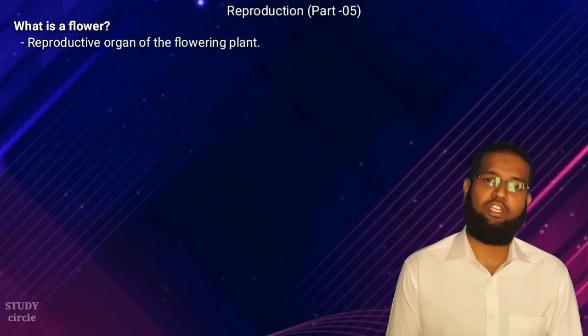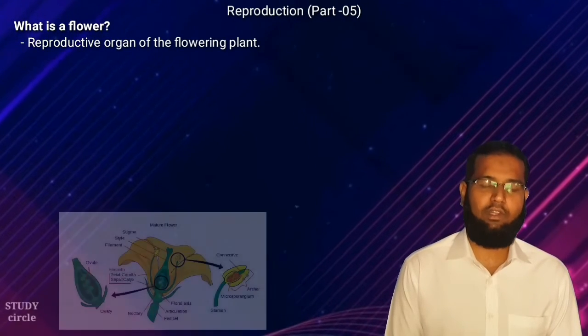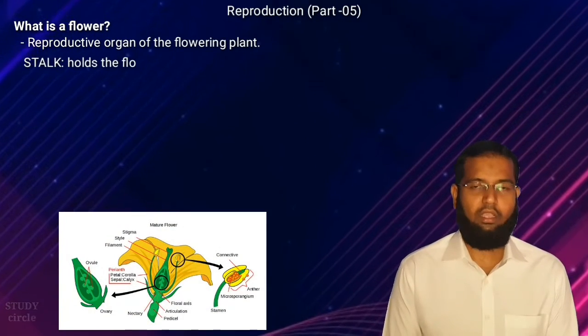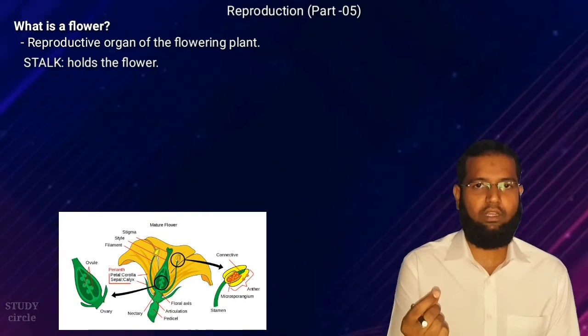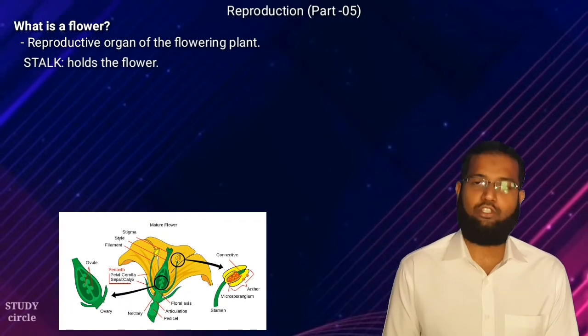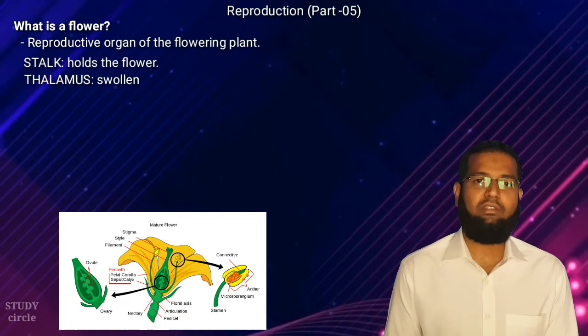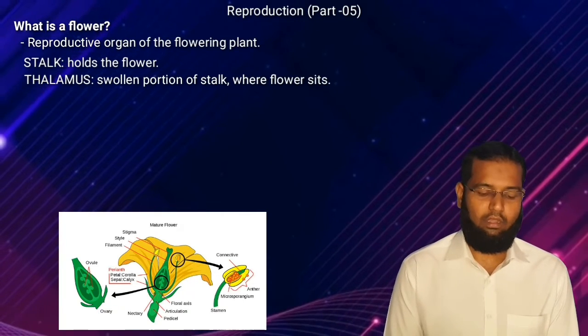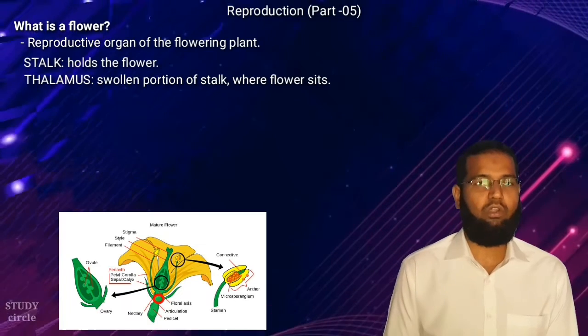Just now we saw the difference between asexual reproduction and sexual reproduction in plants. I even told you that when it comes to sexual reproduction in plants, the reproductive organ is a flower. So the first question which arises in our mind is, what is a flower? As I told you, a flower is a reproductive organ, and when you see a flower, you will see a stalk. The place where we hold the flower is called a stalk. Next you will see the thalamus. The thalamus is a swollen part where the flower sits.